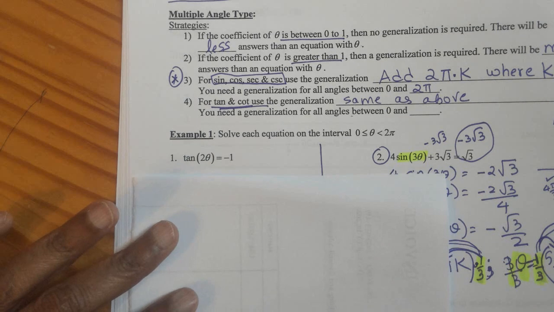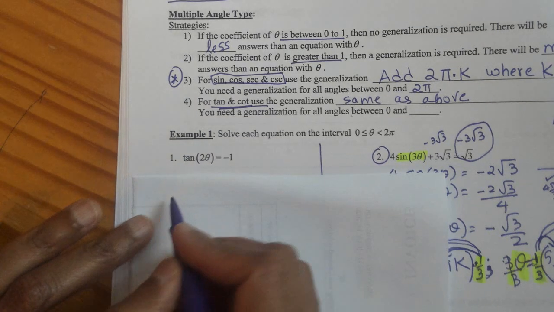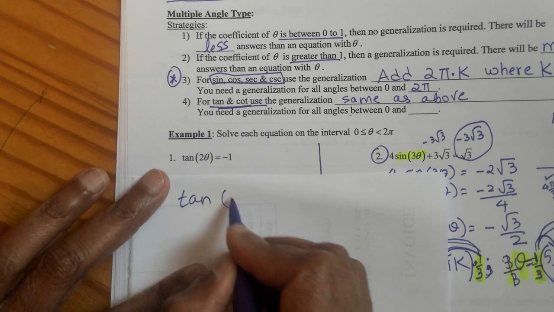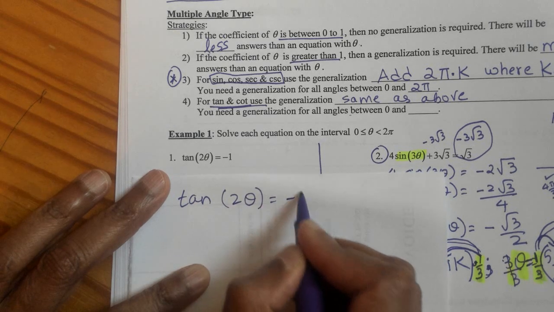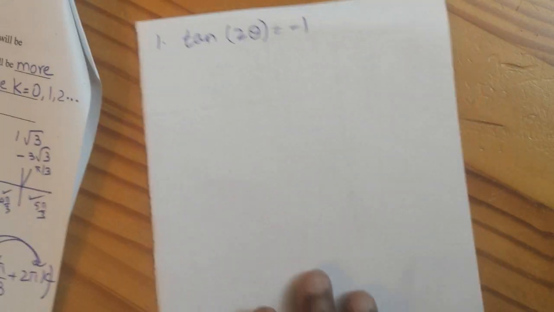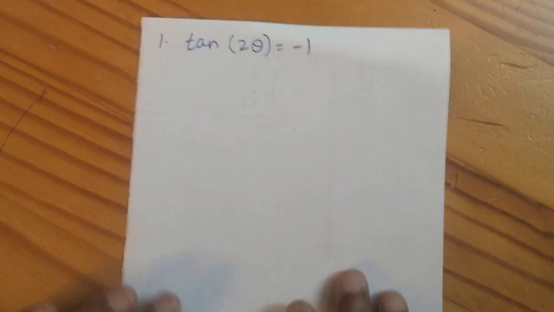Okay, so let's look at this. I'm just going to do the whole thing on a separate piece of paper because we are short of space. Tan 2 theta equals -1. Okay, let's go through all the step process. Remember what we said? I'm just trying to put these notes away. Yeah, here.